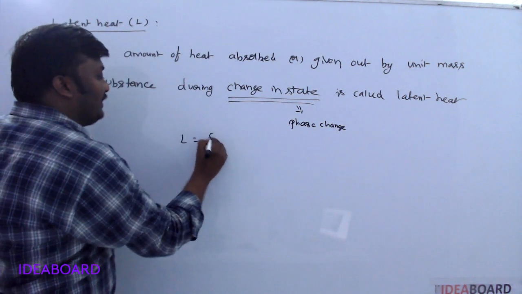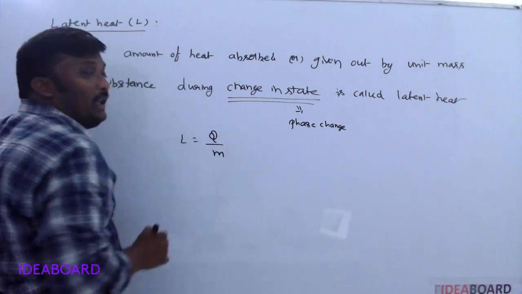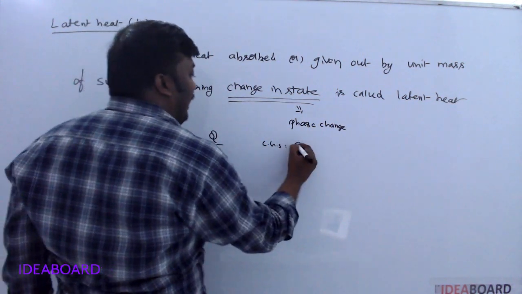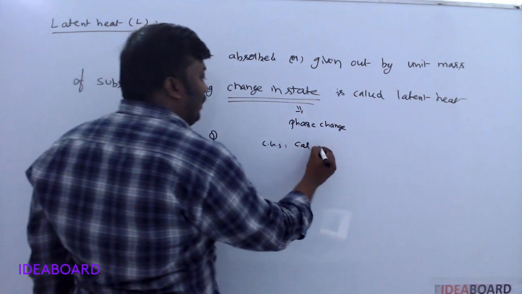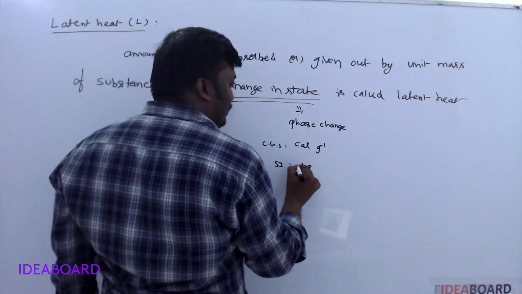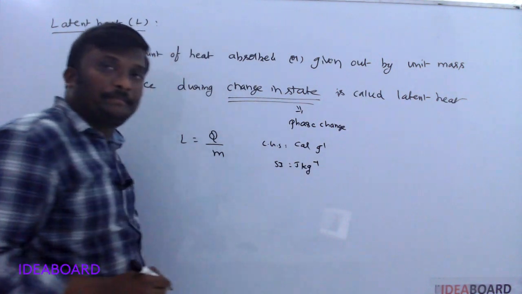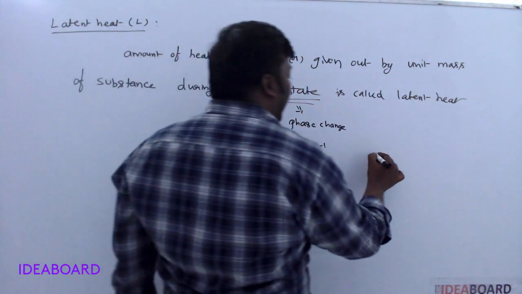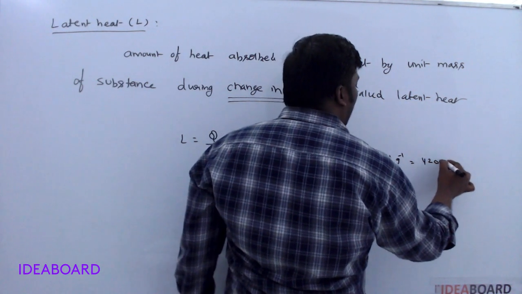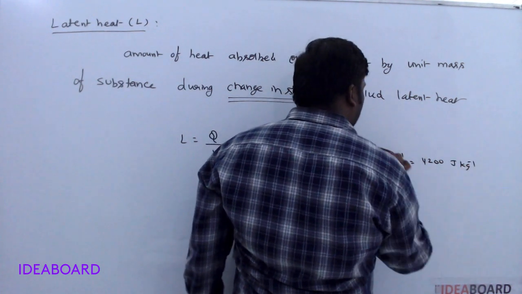The formula for latent heat is Q by M. The CGS units are calorie gram inverse. SI units are joule kg inverse. And the relation is 1 calorie gram inverse is equal to 4200 joule kg inverse.